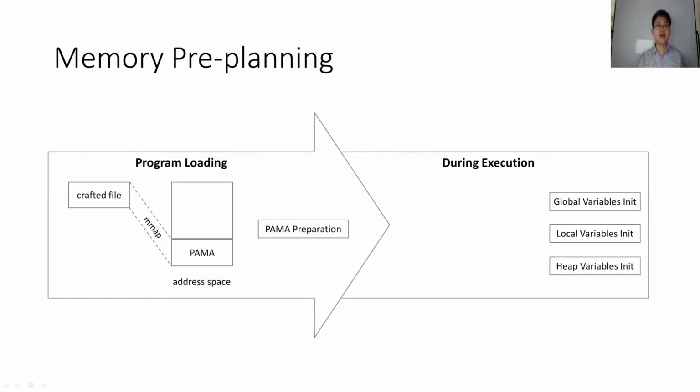During execution, program variables, including global variables, local variables, and heap regions, are initialized by PMP with random 8-multiple values pointing to PAMA. Specifically, PMP intercepts the program entry point for initializing global variables, call instructions for initializing local variables, and memory allocations for initializing heap regions.